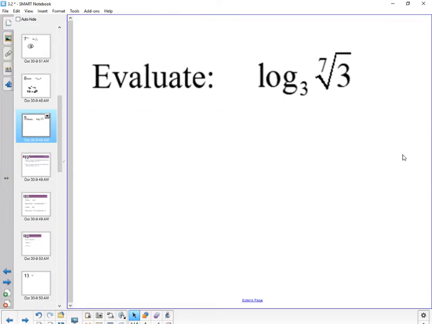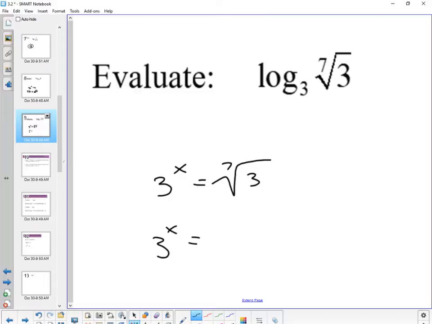Let me show you why. So for those that can't see it, I want an exponent on 3 that's going to give me the 7th root of 3, right? So here's what I'm going to do. I'm actually going to use one of the first rules for powers or logarithms or exponents. Check this out. If I rewrite this, this is 3 to the 1/7, right? And if the bases are the same, then the exponents are the same. So x has to be 1/7. Nice.